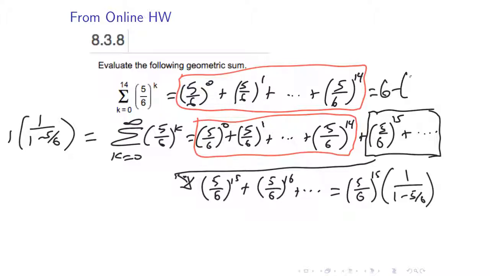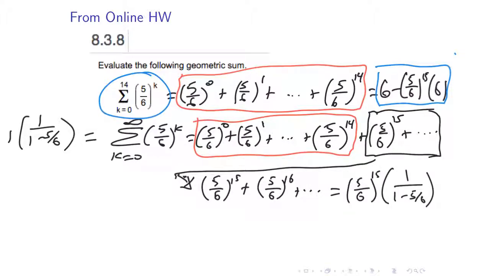So 5/6 to the 15th times 6. So this is my final answer to that problem. 6 minus 5/6 to the 15th times 6 will be the sum of just that part. Since this one's only adding 15 terms, you may decide that it's easier just to create those 15 terms and add them up. And certainly if you use a program like Excel or Mathematica that allows you to hold formulas instead of a calculator, that's a pretty easy thing to do. But this is another way to do it, particularly if you have to do a finite sum that has lots and lots of terms.